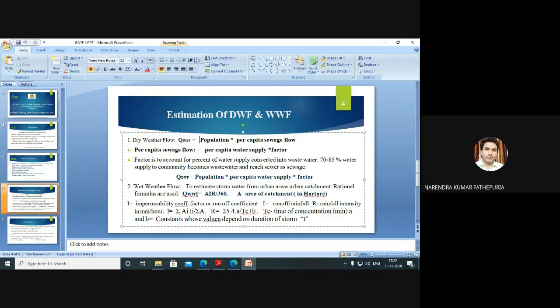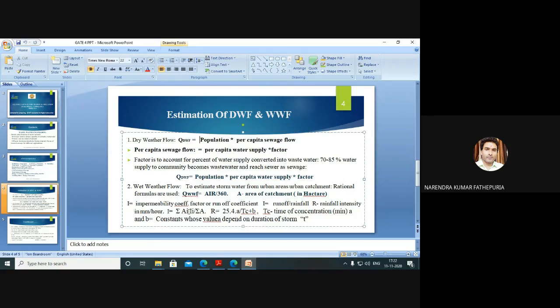Second is the wet weather flow. To estimate storm water from an urban catchment, rational formulas are used. One is the common formula for wet weather flow: Q wet weather flow is equal to A into I into R divided by 360. This is the rational formula. A is the catchment area in hectare. I is the impermeable coefficient factor or runoff coefficient, calculated as runoff divided by rainfall. R is the rainfall intensity in mm per hour.